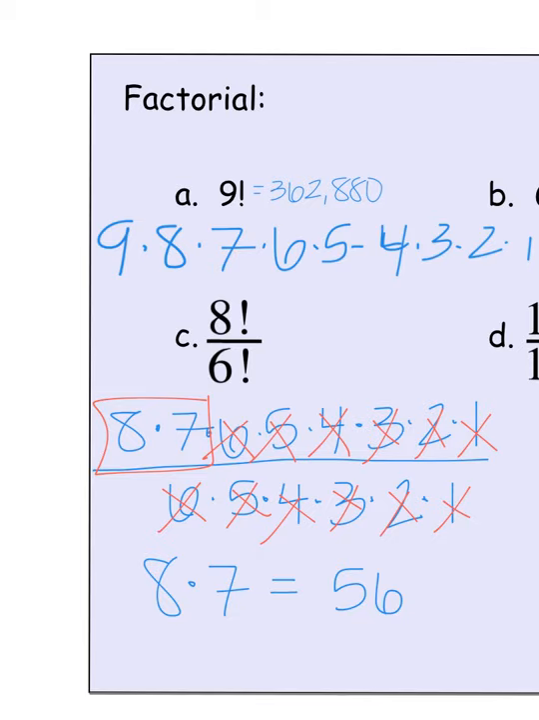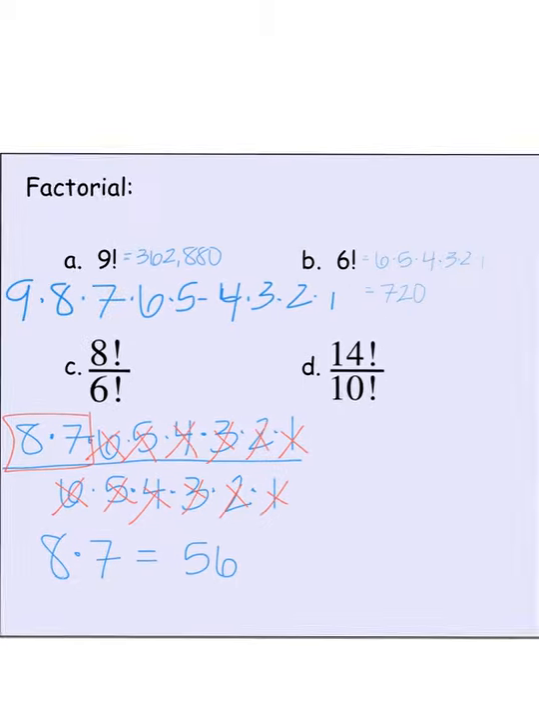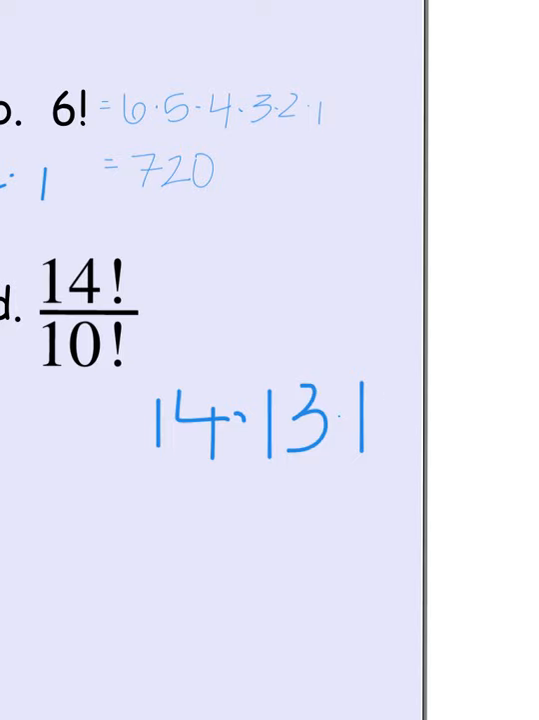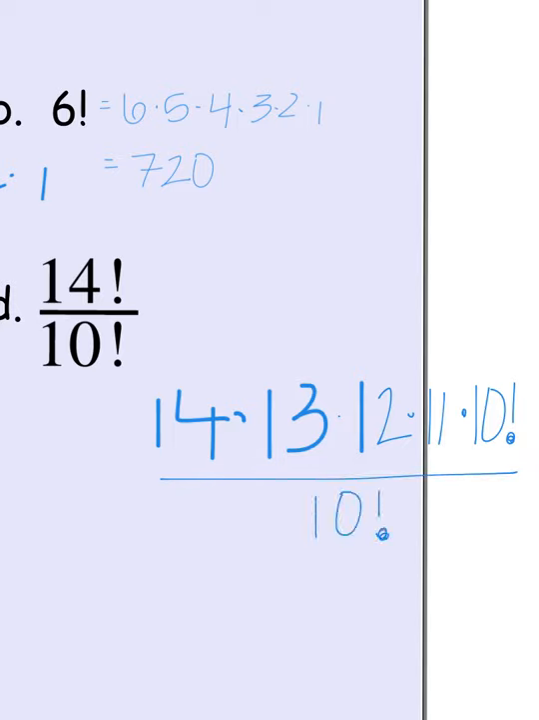Okay. So sometimes we can do this a lot quicker. With the 14 on top and the 10 on bottom, we could do 14 times 13 times 12 times 11, and then times 10 factorial. I'm not going to keep on writing it out, because then on bottom, I'm just going to leave it as 10 factorial. And if I have the same thing on bottom as I do on the top, then they'll cancel out.